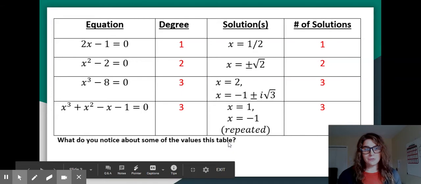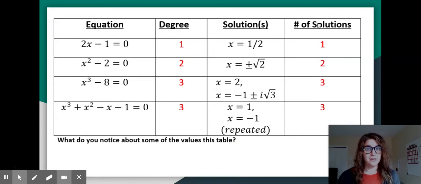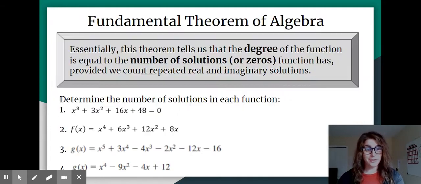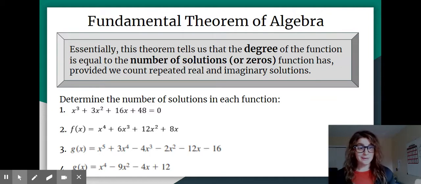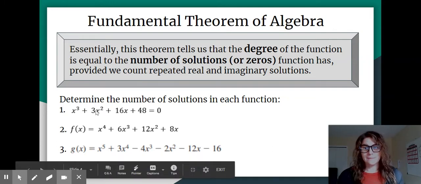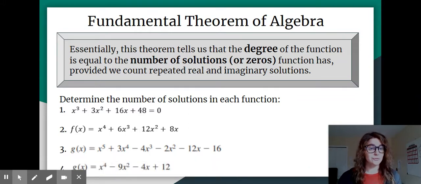So what you should notice, if you haven't already caught on, is that the degree equals the number of solutions that we have. And that is our fundamental theorem of algebra. Basically, if I know the degree of a polynomial, then I know how many zeros I'm going to expect. And again, it's going to be both real and imaginary zeros. So when we look at polynomials, and this is what we're going to do in class, you just need to know your degree. Whatever the degree is, that is how many solutions you are going to have.